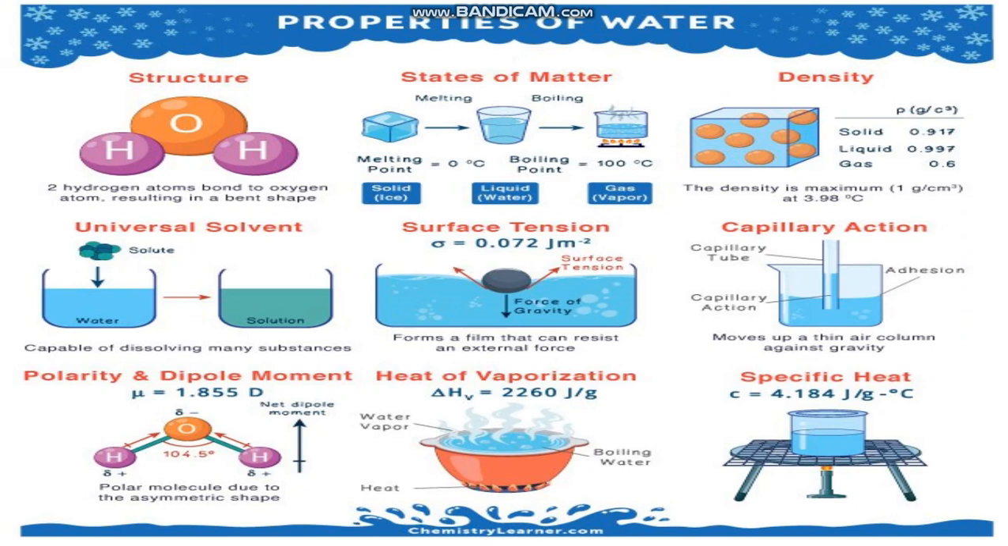A covalent bond is formed here, resulting in the bent shape. The oxygen is more electronegative, so it acquires a partial negative charge, while the hydrogen atoms each acquire a partial positive charge. That is the molecular structure of water.